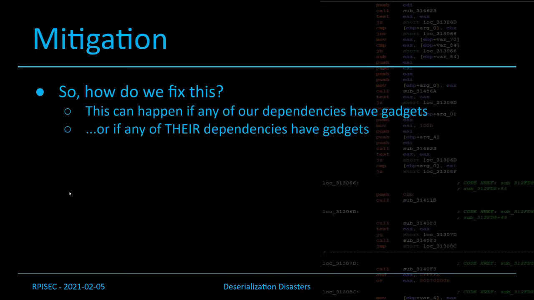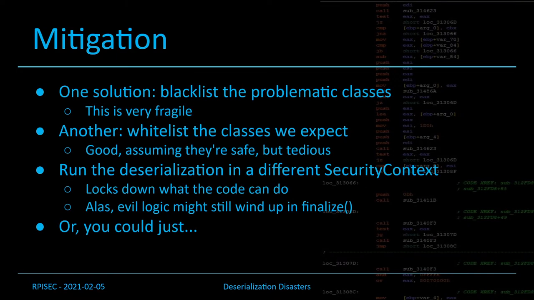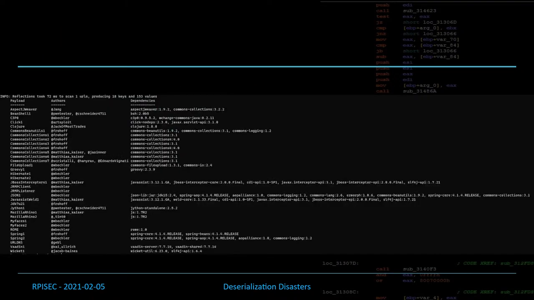So how do we fix this? You probably know the answer already, but let's go through some of the less useful answers first. Well, we could blacklist the problematic classes. Like, what if we just say, okay, you can't deserialize these anymore? Well, the problem with that is you might just find another one, because, again, there were 7 different ways to exploit collections.